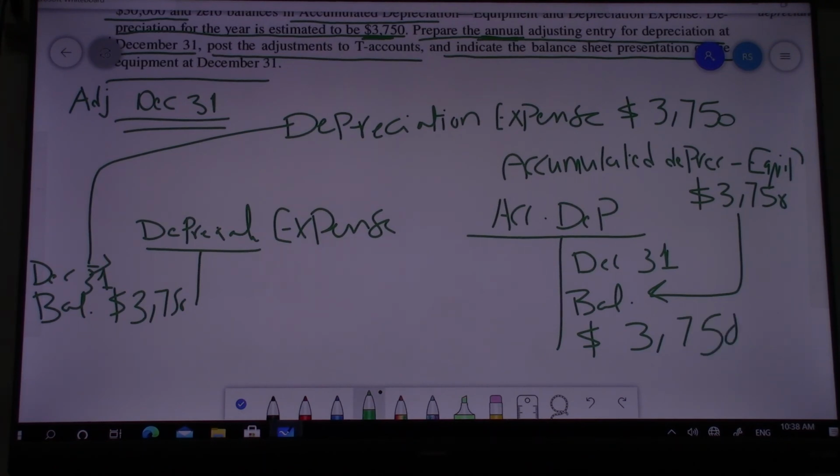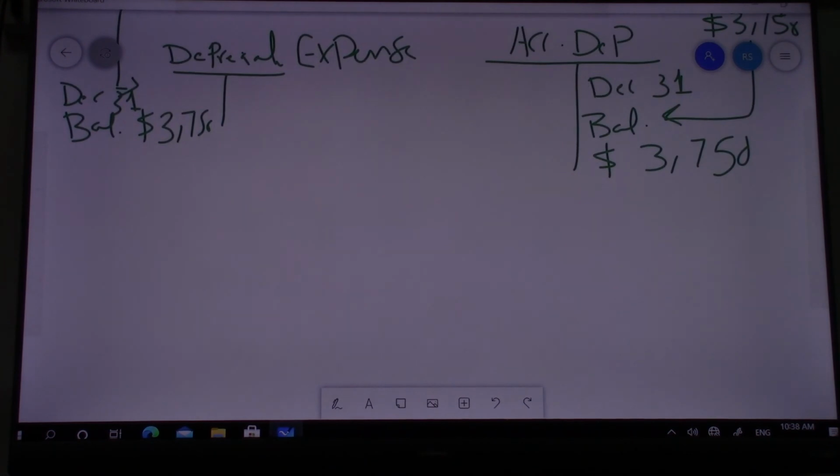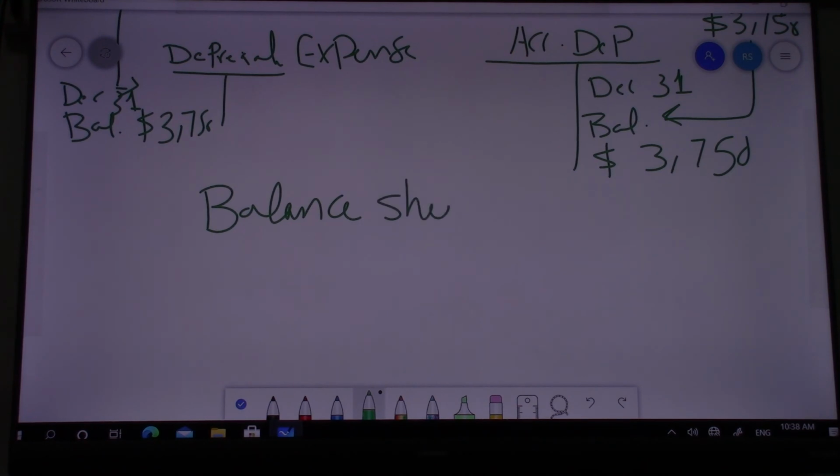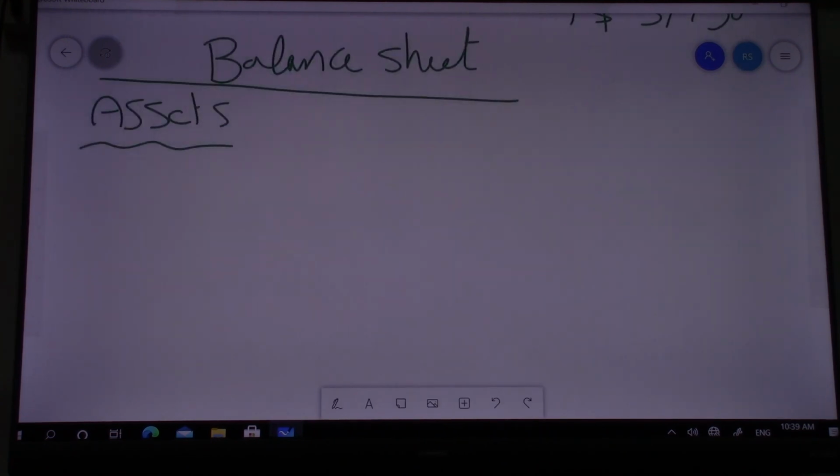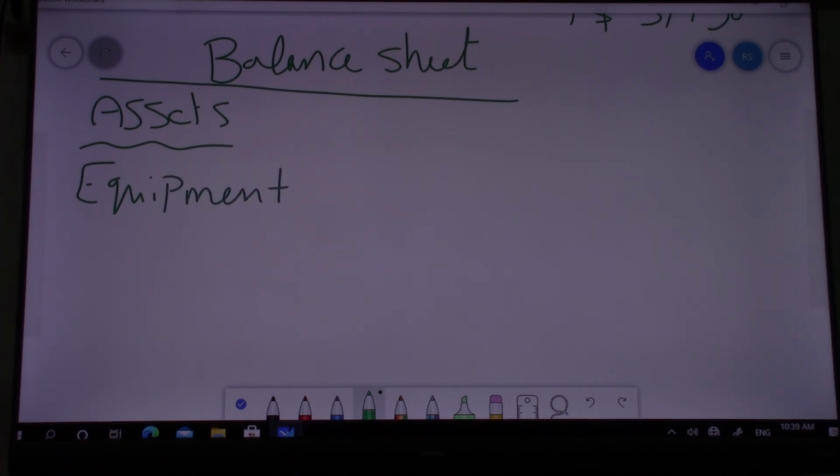$3,750. What about balance sheet presentation? Balance sheet at December 31st, you are required to list assets, and we have here equipment, and we will report the equipment by the same value, by the original cost of this equipment, which is $30,000.